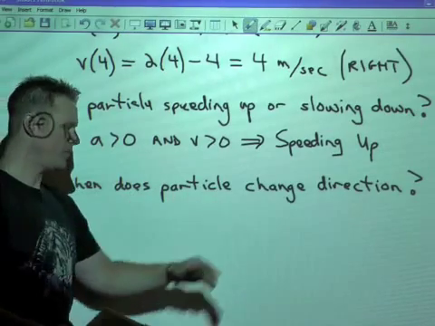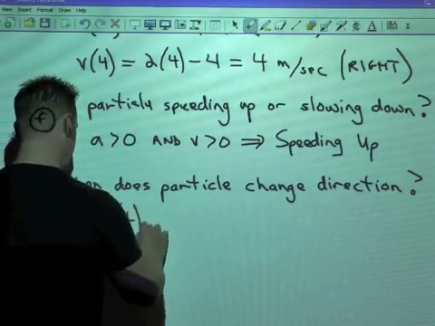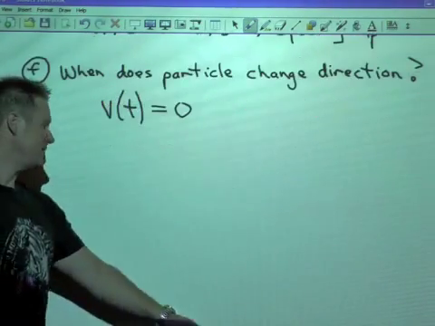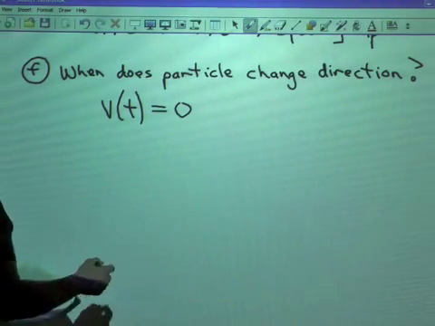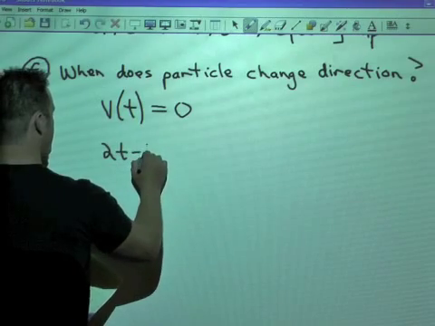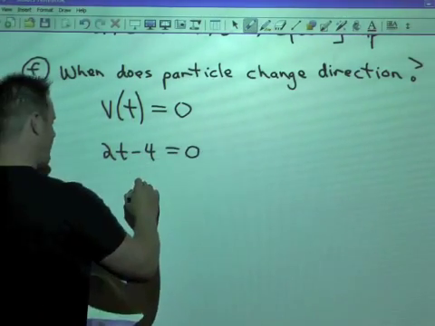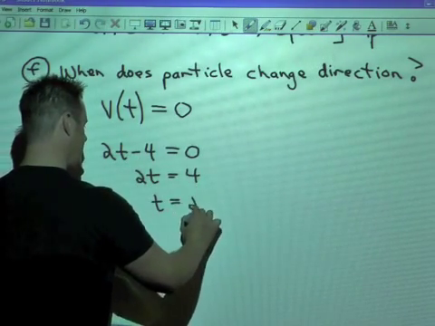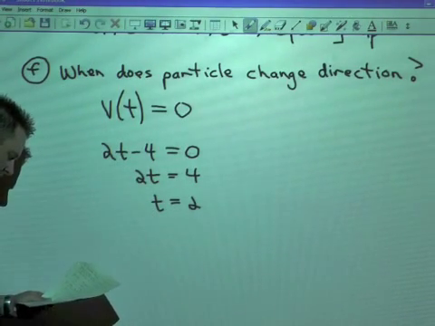So to find where the particle is changing direction, we just want to find where the velocity is equal to 0. So if I go back to my velocity function, which from earlier we discovered was 2t minus 4, set that equal to 0 and solve for t, so add 4 over, divide by 2. t equals 2 seconds is where it's changing direction.